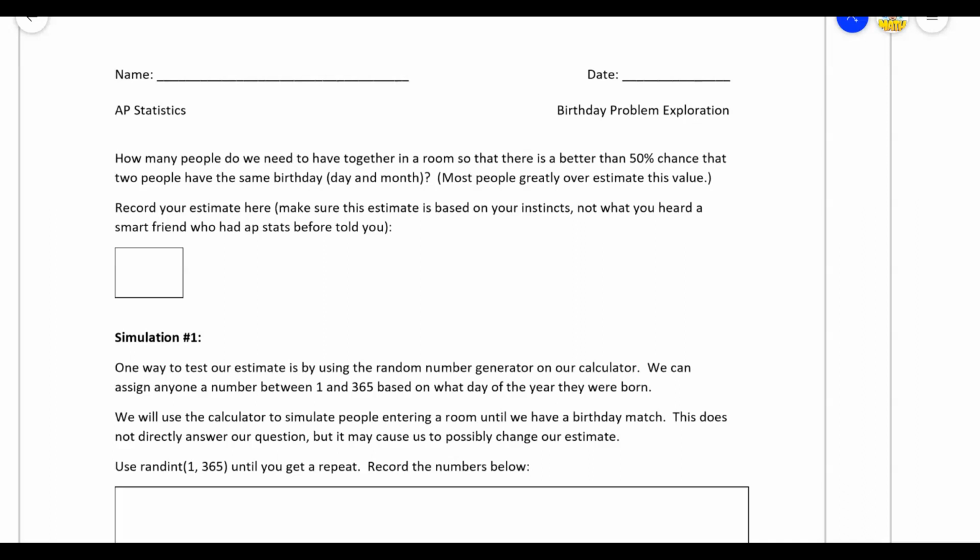But the initial question goes like this: how many people do we need to have together in a room so that there's a better than 50% chance that two people have the same birthday, just day and month?